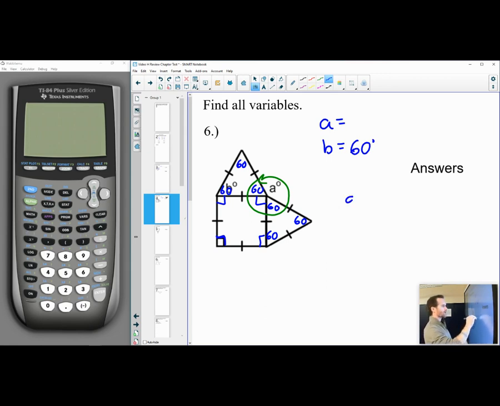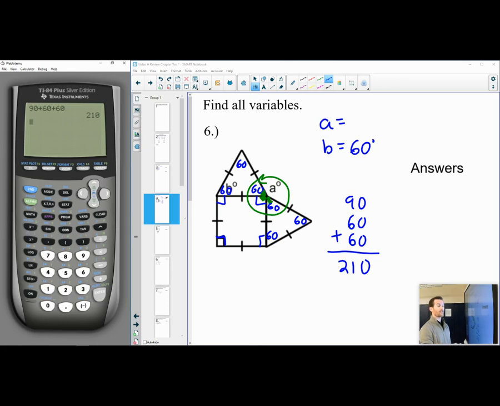So we do 90 degrees plus 60, adding up. Let me color code this. So we're adding this 60, and this 90, adding up those 3 angles, and that comes out to 150, 210, if I'm doing that correctly. I'm going to double check myself. I don't feel like screwing this up. So 90 plus 60 plus 60.